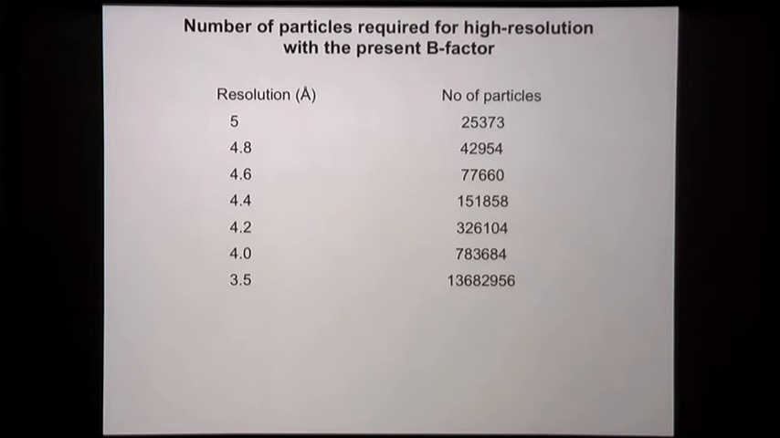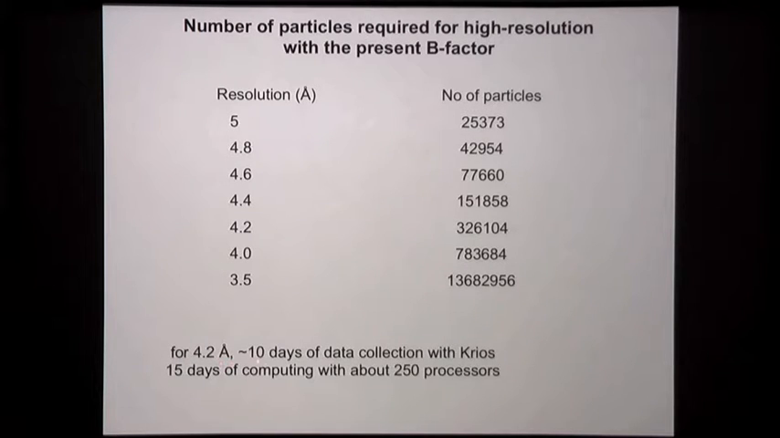Or if your PI comes and asks, where is my structure, then you can say, I'm here, and I need to take this many particles to get it to here. So for example, now I decide I want to go to 4.2 from 5, which is like 300,000 particles. So I calculated I need roughly 10 days of data collection with the Krios, which is like 30,000 particles per day, and then 15 days of computing with 250 processors.